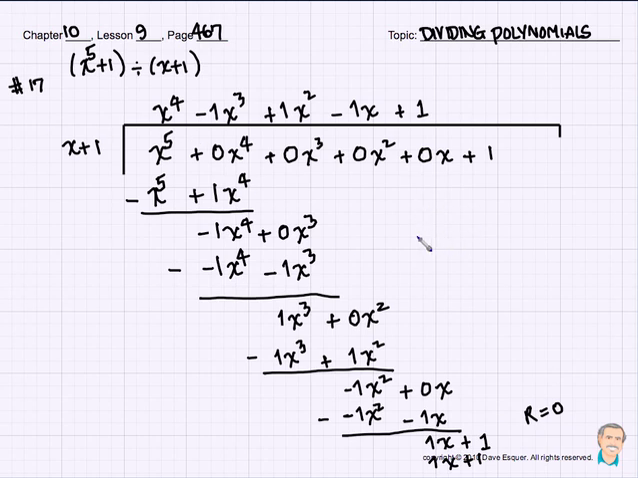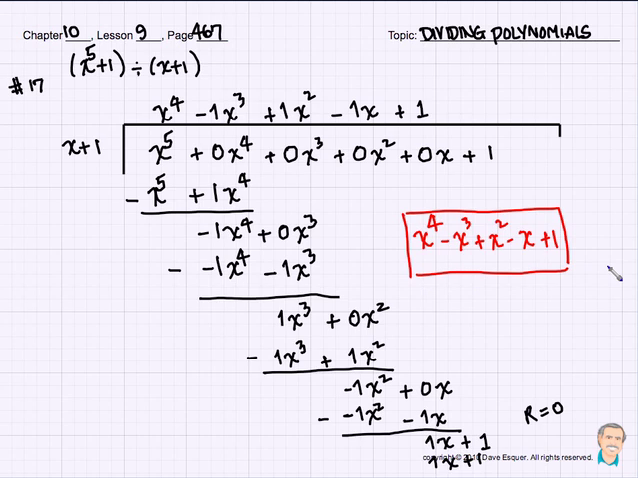So our final answer for this strange synthetic division problem is x to the 4th minus x cubed plus x squared minus x plus 1. Synthetic division, fake division. That's it for now.